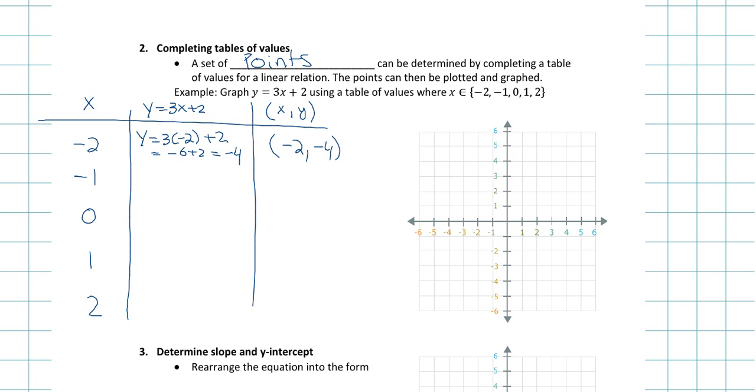What would be my second x value that I'm going to put in? -1. So that's going to be y equals 3 times -1 plus 2. What is it? -1, because 3 times -1 is -3. Add 2, so that's -1. So my point is -1, -1.